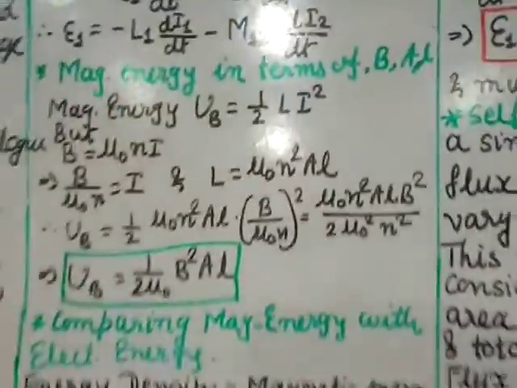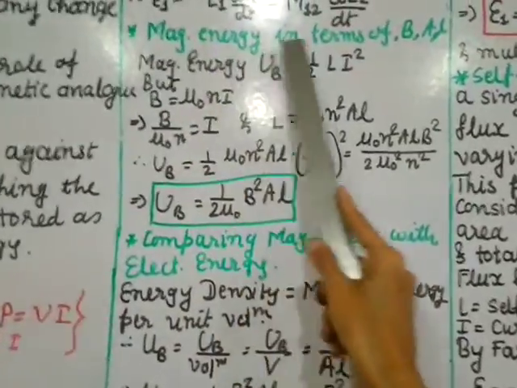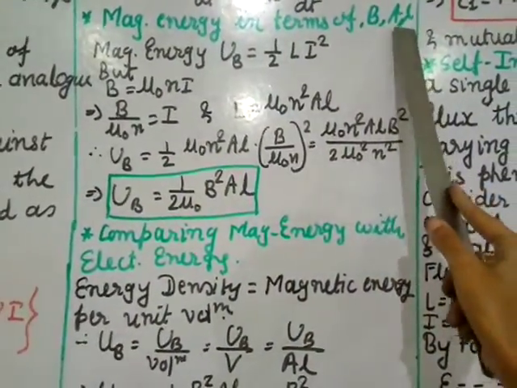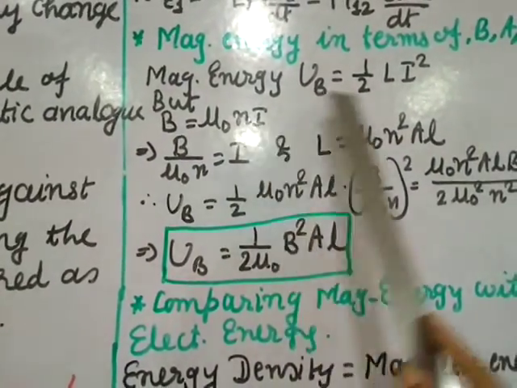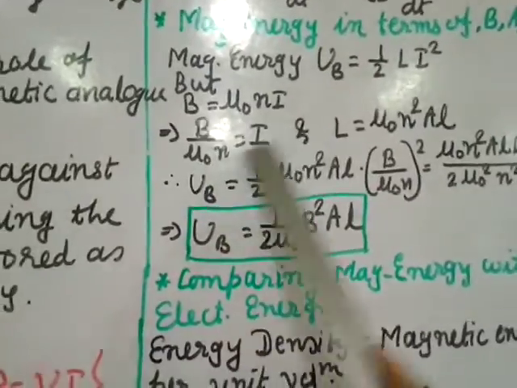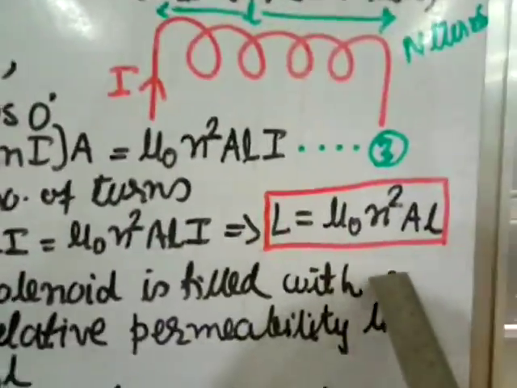Now next we have got a small topic, we'll complete that. The magnetic energy in terms of B, A and l. So magnetic energy, that is 1 by 2 Li square. So I put that value. Then we know B is equal to mu naught N i. So what will be the value of i? Transfer mu naught here and here, so you get i value as B by mu naught N. And L value is mu naught N square A l from here.